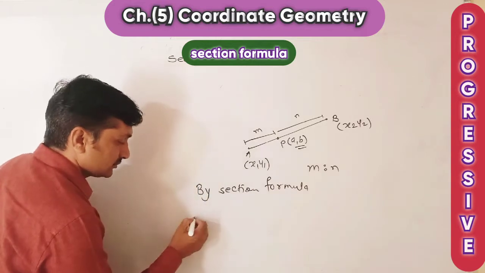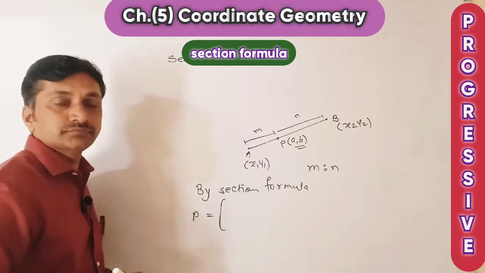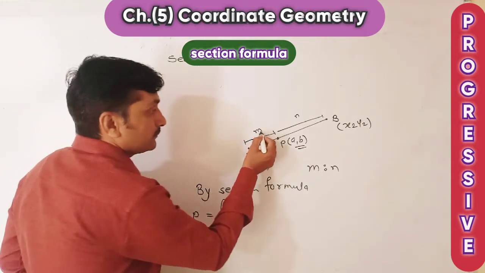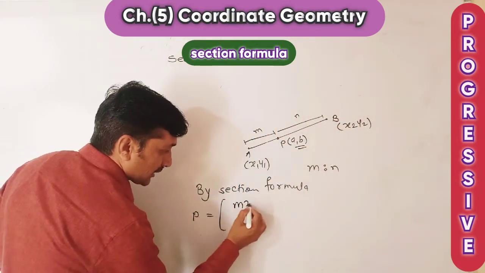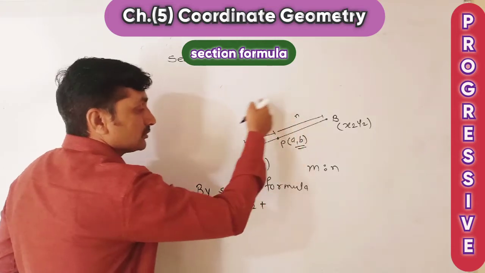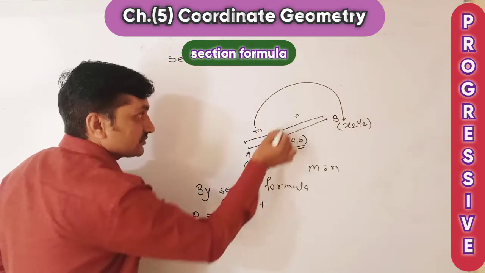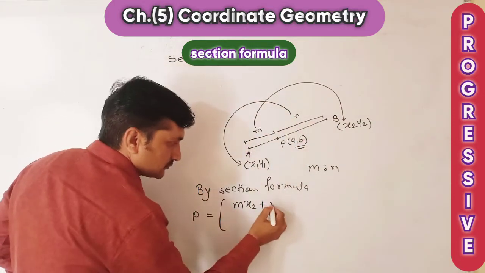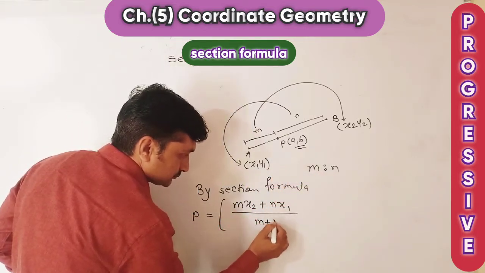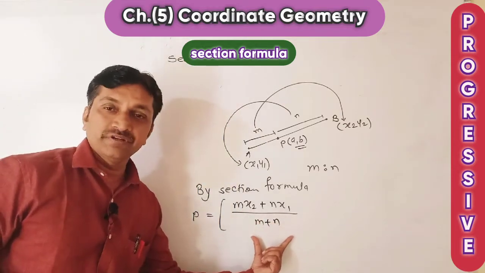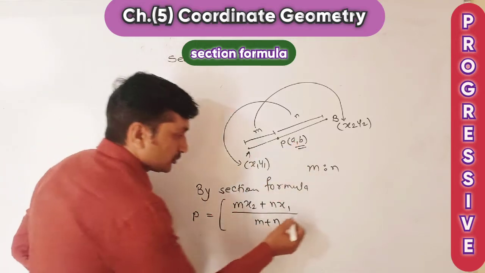P is equal to, in brackets, mx2 plus nx1, that is, cross multiplication, upon m plus n. By solving this we get the first coordinate, the x coordinate.